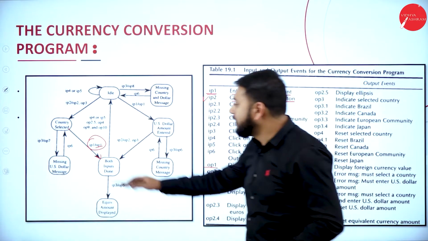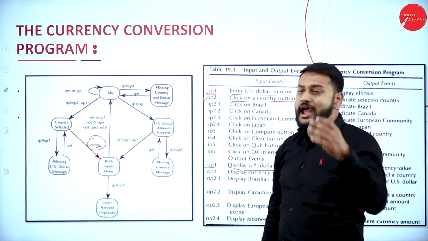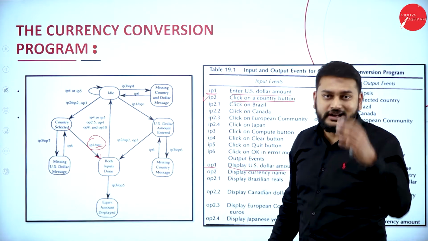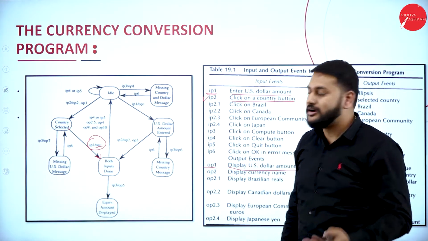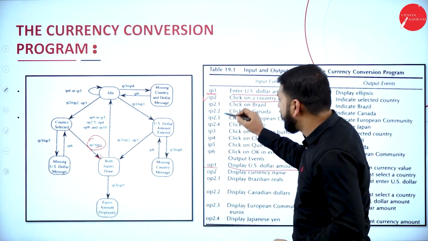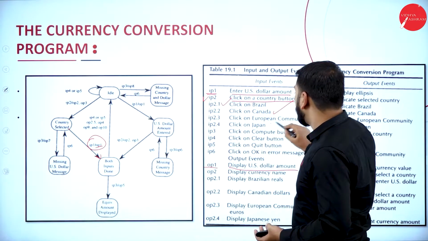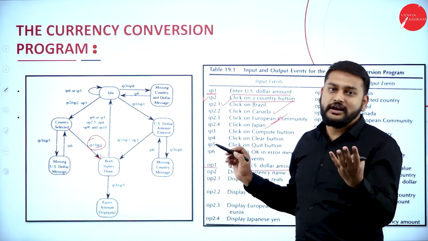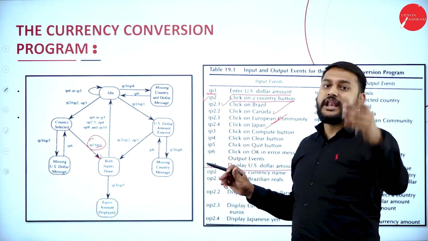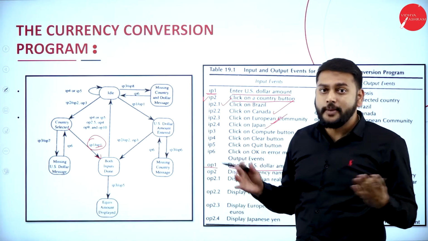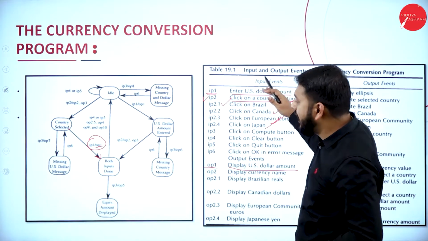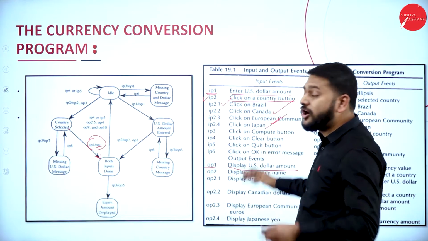So guys, I will click on the country button because I have to select different countries. Which are listed? Country 1 is Brazil, country 2 Canada, Europe, Japan. I have 4 countries, and I will be selecting any one, is what you need to observe here. Alright, so I have selected the country. That is what you need to understand.